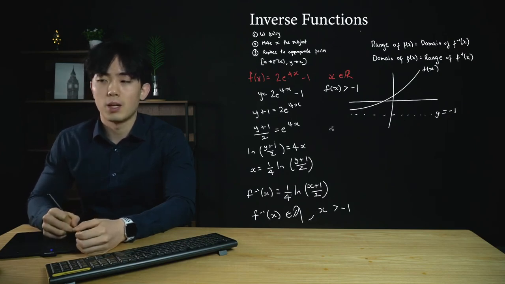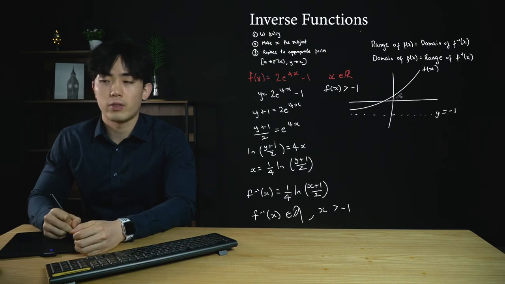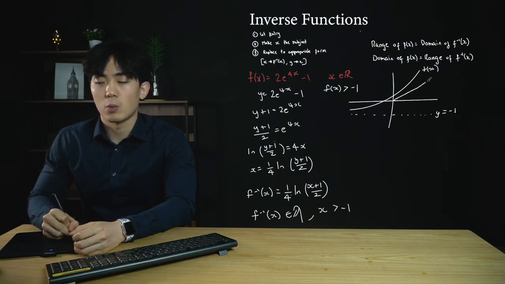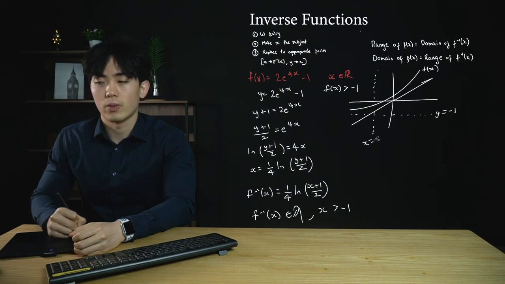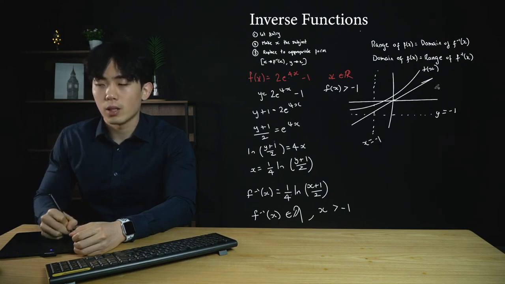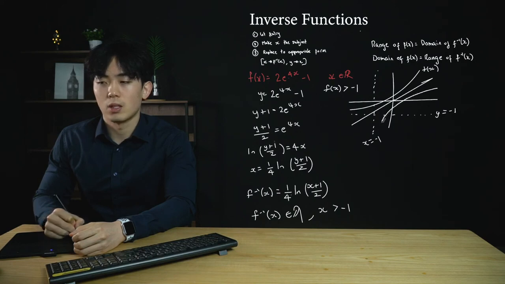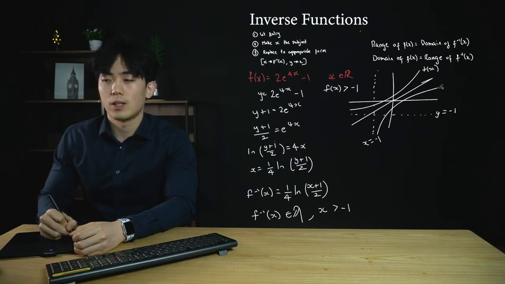We can also quickly draw this function as well. So we know that we can just reflect it along the line y is equal to x, like such. So the original asymptote was y is equal to -1. That means the asymptote for the inverse will be at x is equal to -1. So if I draw a line, x is equal to -1, and reflect along this graph, it will look something like this. So this will be your inverse function graph.